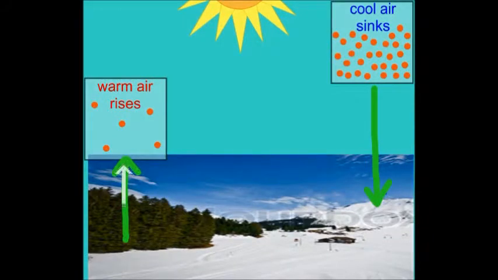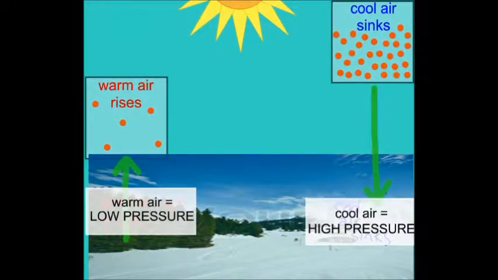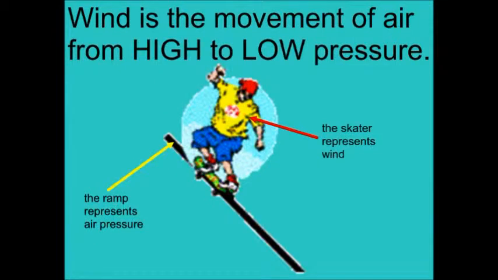The less dense air rises as the cool, more dense air sinks, and that also means that the warm air has a low air pressure while the cool air has a high air pressure. Now the rule for wind is that wind is the movement of air from high to low pressure. And you can think about this like a skateboarder going down a ramp. The skateboarder is the wind, and the high point on the ramp is like the high air pressure, and the low point on the ramp is like the low air pressure. So air always moves from high to low pressure.